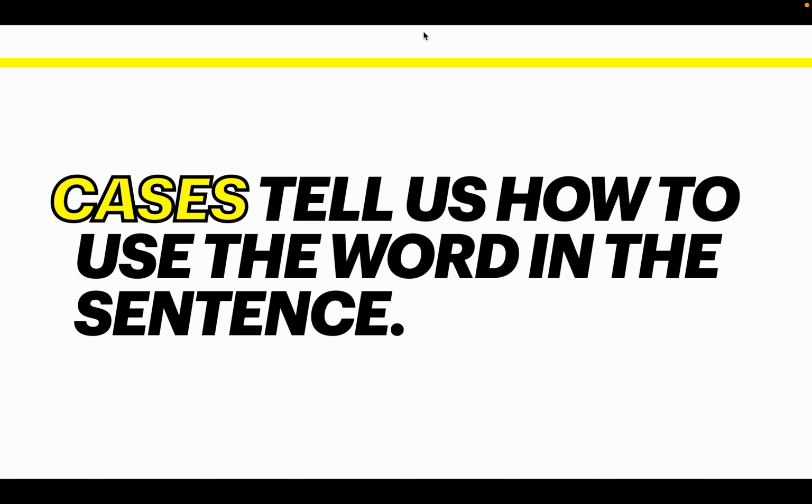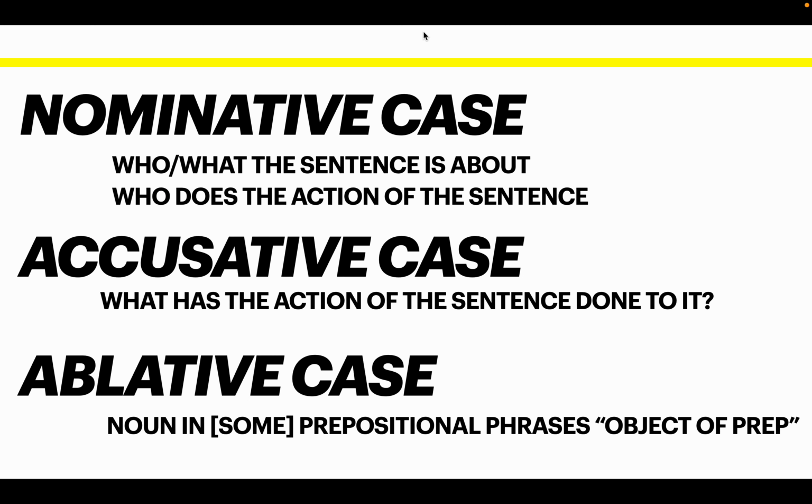So far we've introduced this concept of cases, and cases are the form of the noun that tell us how to use the word in the sentence. And we've introduced two forms so far. We have the nominative case, which tells us that this is what the sentence is about, or who or what is doing the action of the sentence. It's what we call the subject.